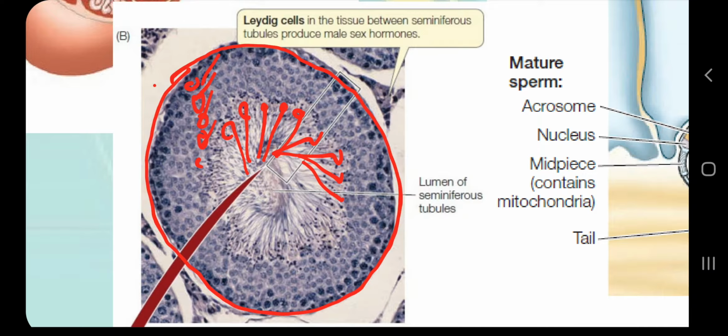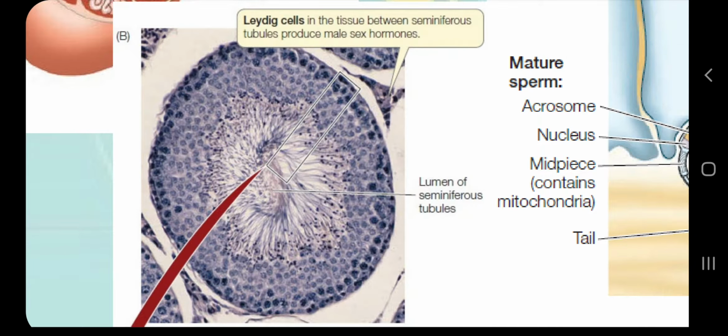If you want, then I will make a video for this structure also, because I have skipped this structure in the male reproductive system. It is very easy to understand. So this is what I wanted to recall.